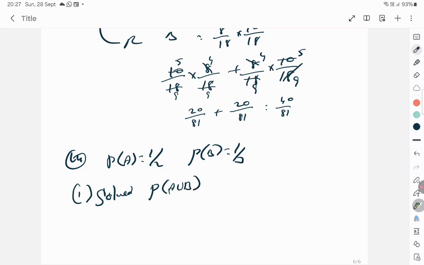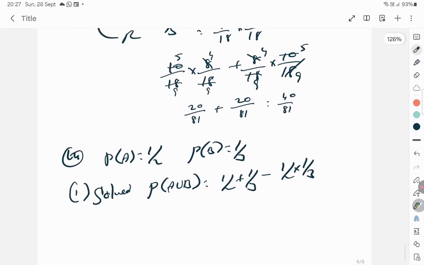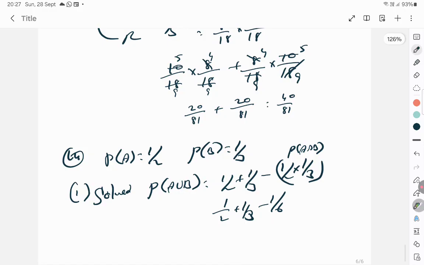So P of A union B. And it's independent even. So P of A plus P of B minus P of A into P of B, because P of A intersection B is like this. Just solve this and write the answer. P of A plus P of B minus P of A into P of B, which is P of A intersection B. So it's 1 by 2 plus 1 by 3 minus 1 by 6. And whatever this answer is, just solve it and write it.